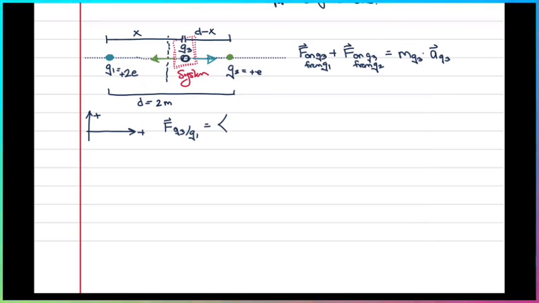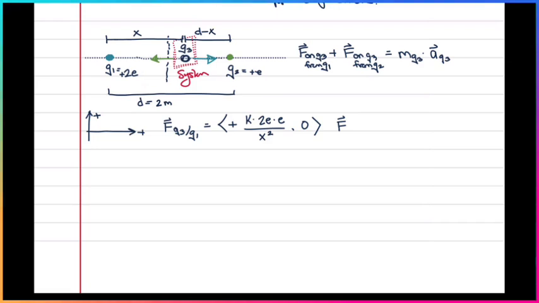On q3 from q1, it looks like it's pointing to the right. And it is going to be k times 2e times e all over x squared, because it's the distance between q1 and q3. And there's no y component.